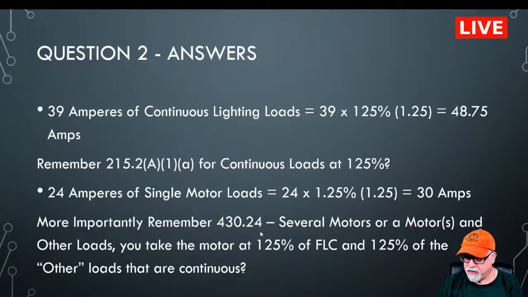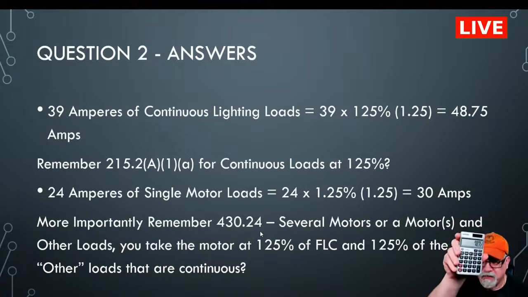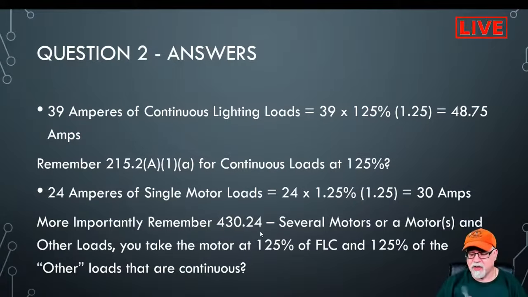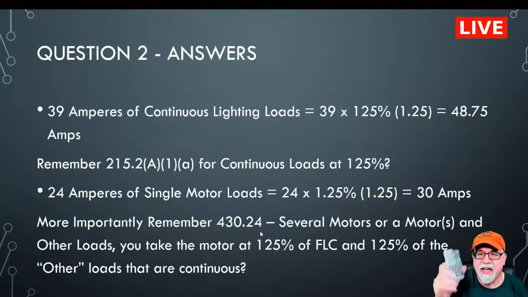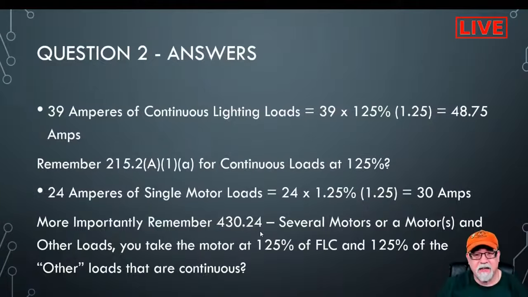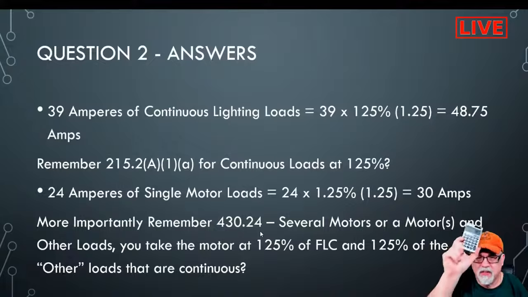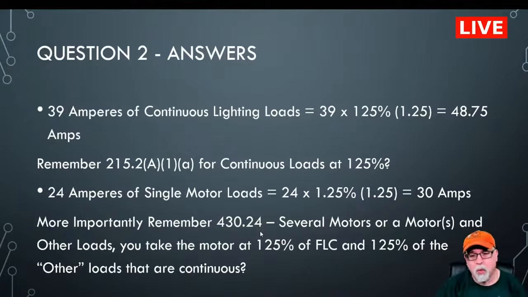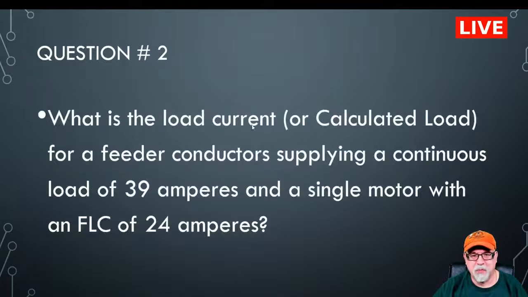48.75 plus 30 equals 78.75. So I need a conductor that can handle at least 78.75. And then, of course, I have to protect that conductor at its ampacity. Okay? This question was simply trying to find out what the value is. 78.75 was the value to answer this question. Okay? So again, that is what the load current is. And that is all the question is asking.